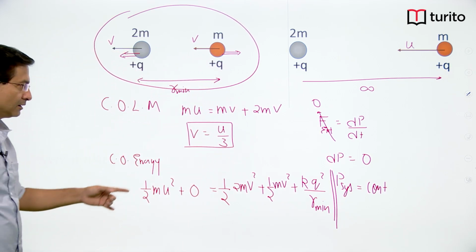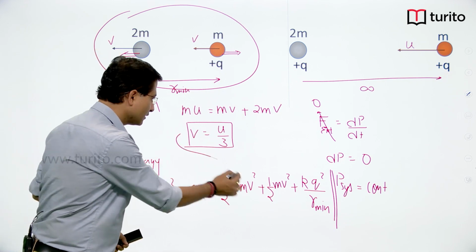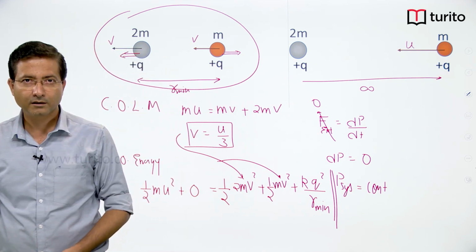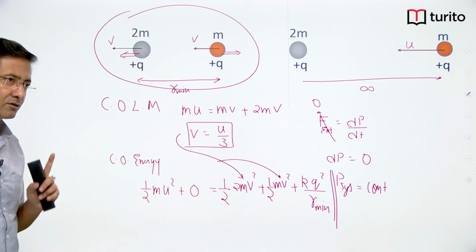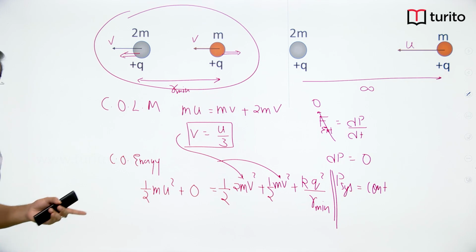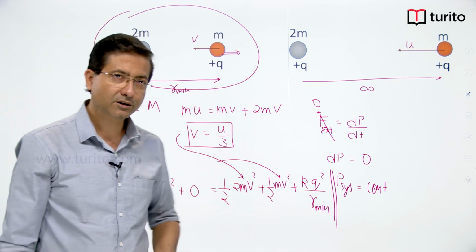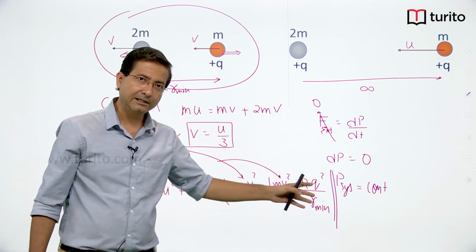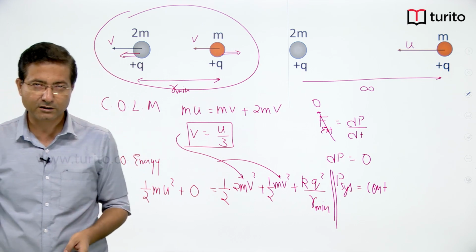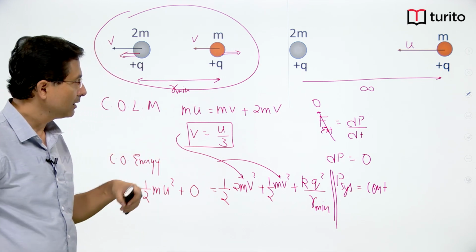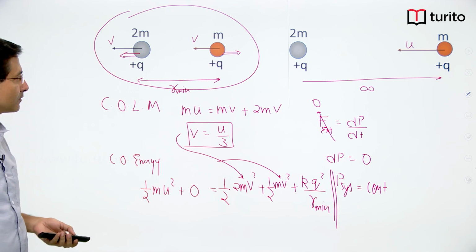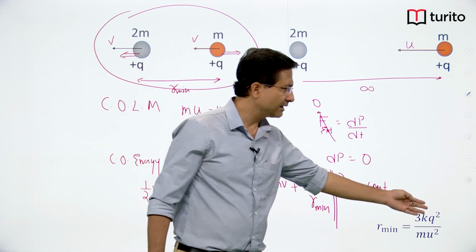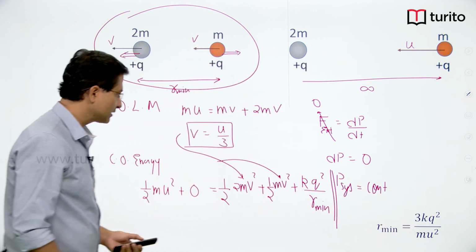Now, you can see if you substitute the value of v here, then you can find out the value of r min, right. So, previous case there was only one unknown, we require only one equation, we use conservation of energy. In this situation there were two unknowns, we use conservation of energy and conservation of linear momentum because there was no external force acting on the system, right. Now, let us see another example. So, when you simplify this one, you will get 3k q square divided by m u square, you can check that.